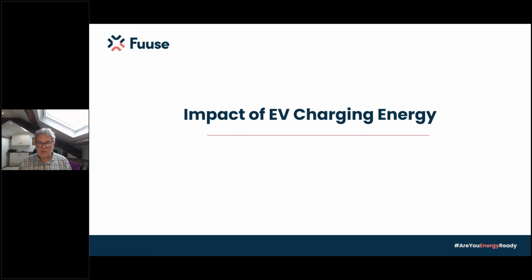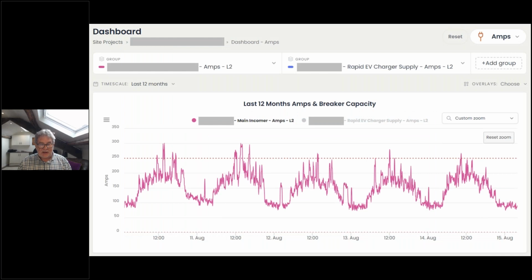And I'm going to provide 1 or 2 slides on the impact of EV charging. And I know I've covered that in some detail, but it really is impacting significantly on customer electrical infrastructure. This particular customer, we're looking at things on amps on 1 phase, L2 at the moment. The customer started getting alerts in July last year that the demand on 1 or 2 of his phases was peaking above the breaker limit of 250 amps.